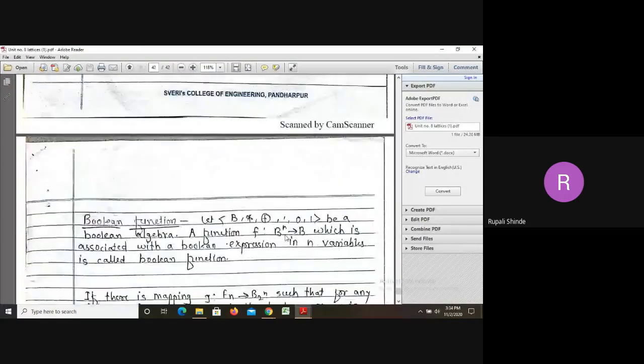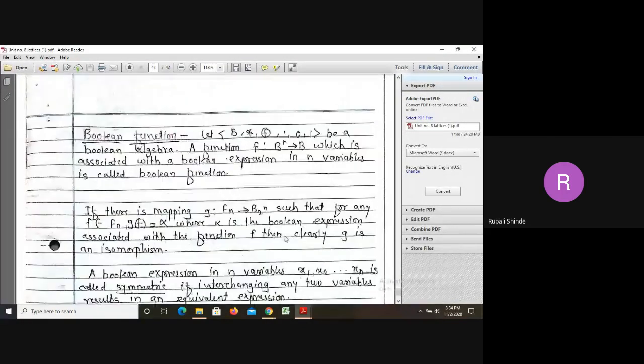Now, just one point is remaining from this chapter, and that is the definition of Boolean function. So, let B, star, XOR, complement, 0, 1 be a Boolean algebra. A function f from B raised to n to B, which is associated with a Boolean expression in n variables, is called a Boolean function. If you take a mapping of one Boolean algebra to another, then that mapping is called a Boolean function. So this is the definition of Boolean function.